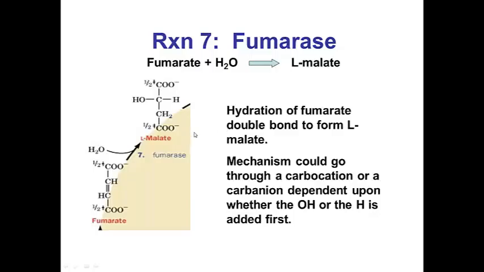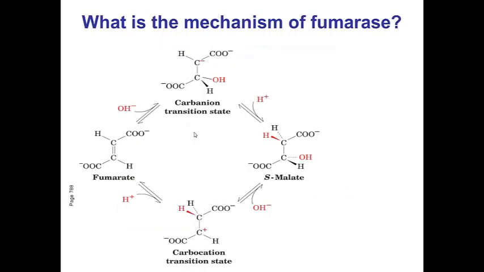That's what leads to the production of malate. If you remember, the elimination reaction and the opposite of that reaction, a hydration of a double bond, can go through either a carbocation or a carbanion intermediate, depending on whether you add a hydroxyl group or a proton to the substrate first. In this case, there are two possibilities for the fumarase mechanism, going from fumarate to malate.